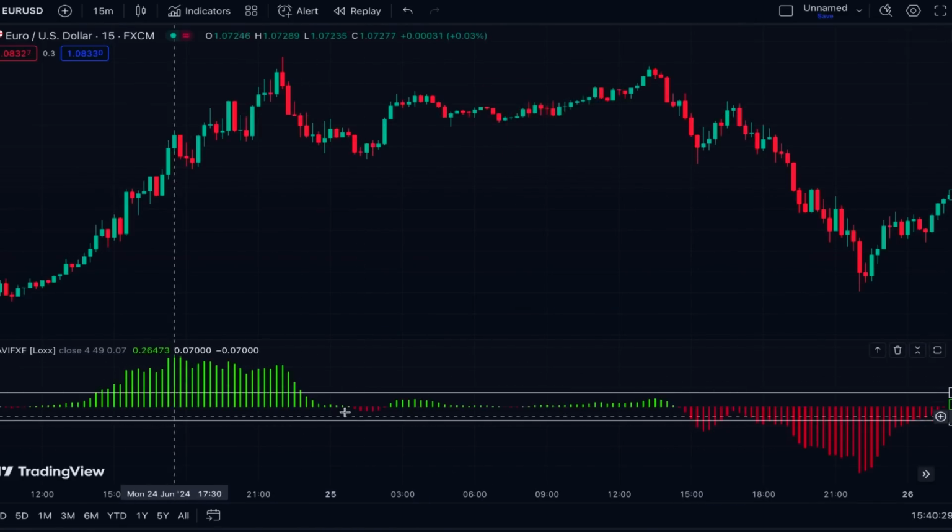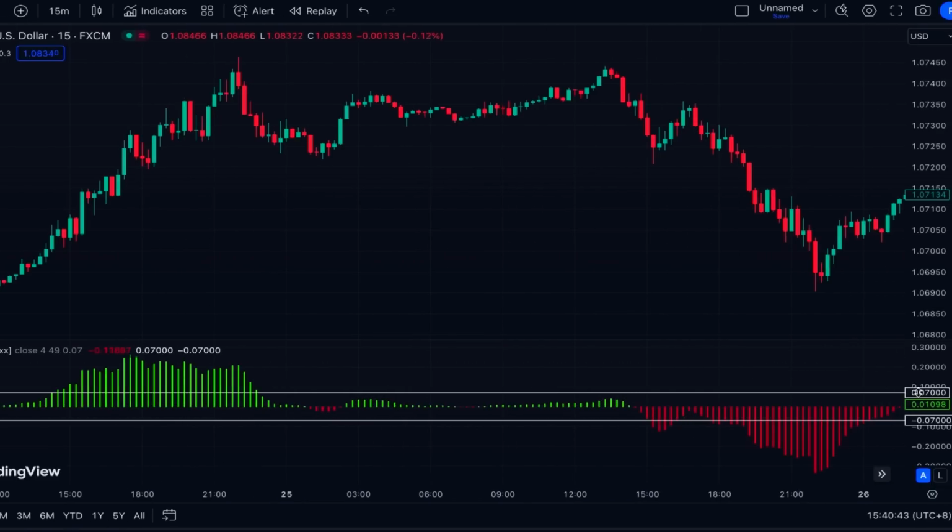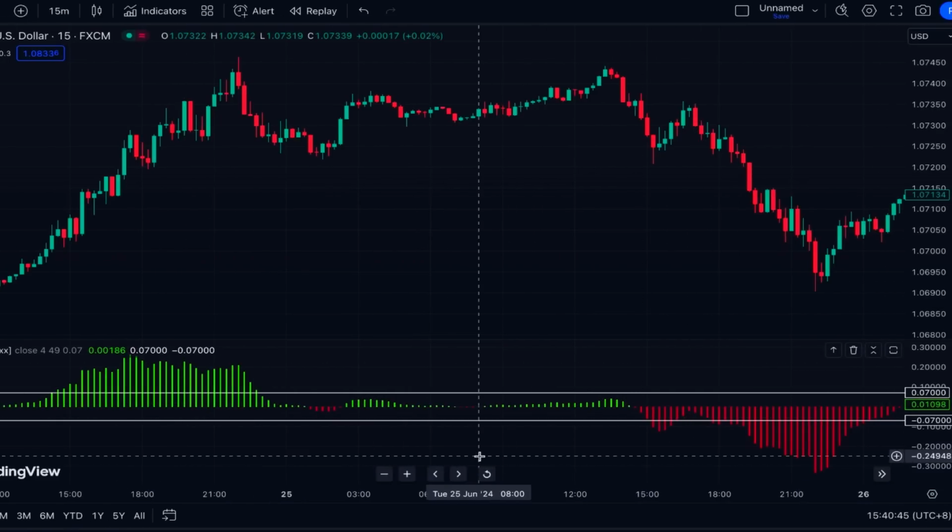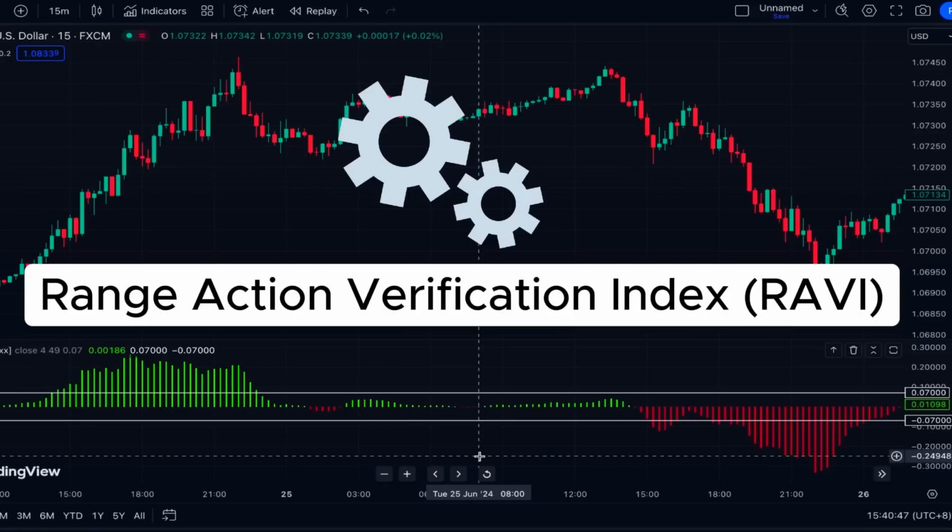It is in the form of an oscillator, and as you can see, we have a histogram that is moving above and below the center line, which is 0. This indicator is a special implementation of the RAVI indicator, Range Action Verification Index, which is calculated based on moving averages of different lengths to identify trends.